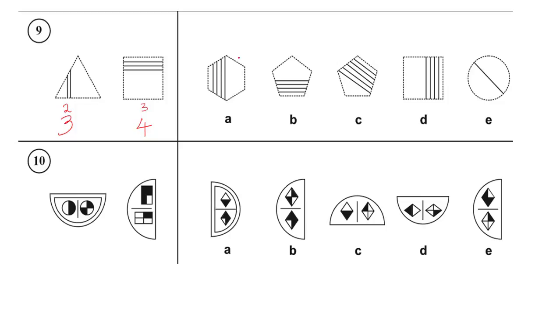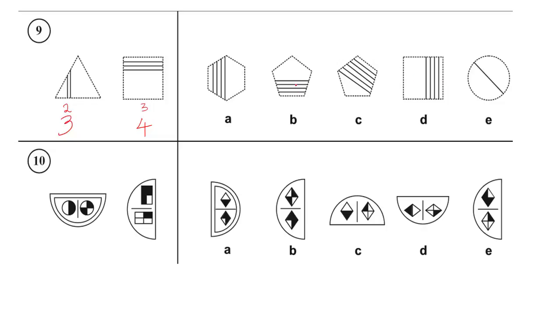So I will count the number of sides and the number of lines, and the difference must be 1. This one has got 1, 2, 3, 4, 5, 6 sides, and the lines are 1, 2, 3, 4. So the difference is 2, and that's not acceptable. Let me look at maybe this one. This has got 1, 2, 3, 4 sides and 1, 2, 3, 4 lines inside. So that's not acceptable.